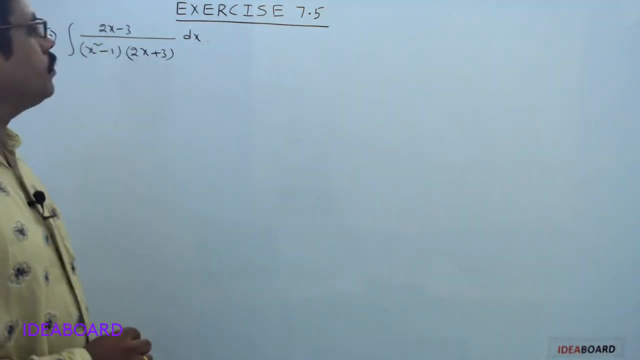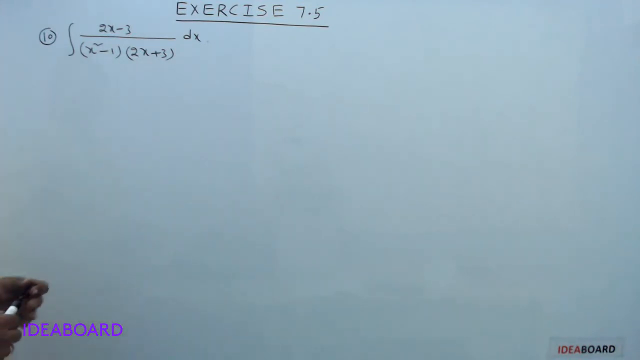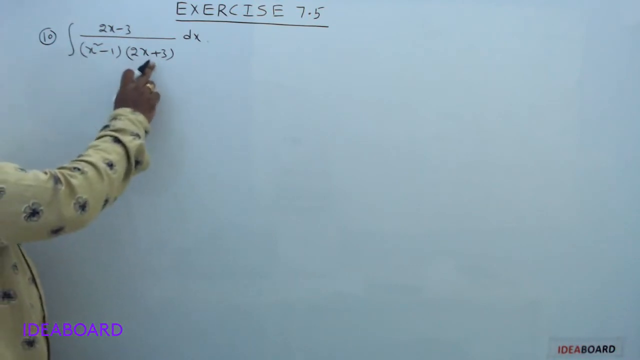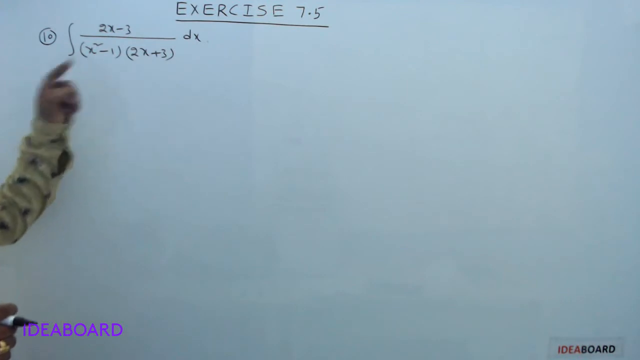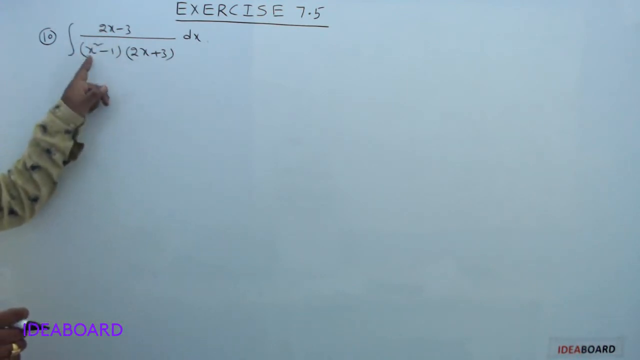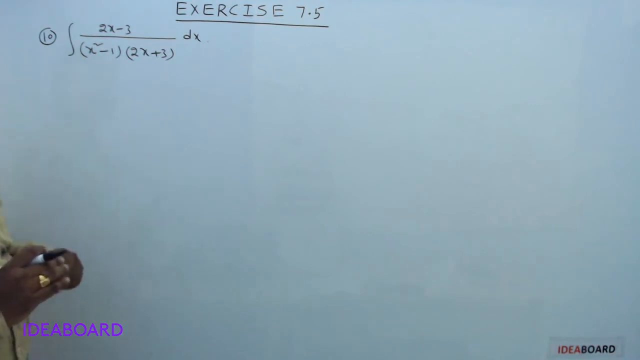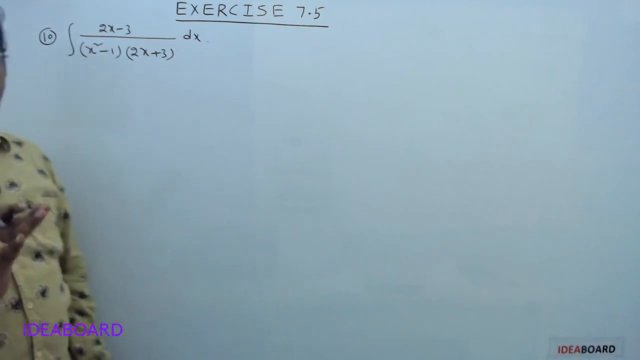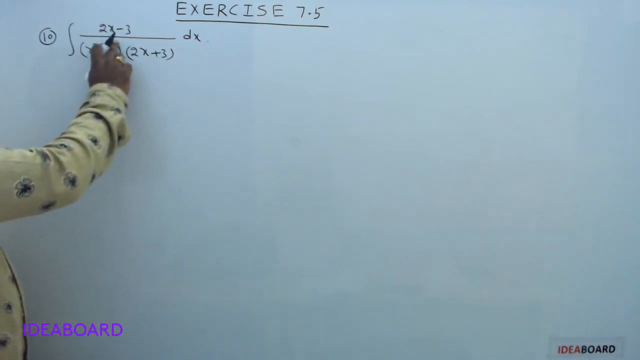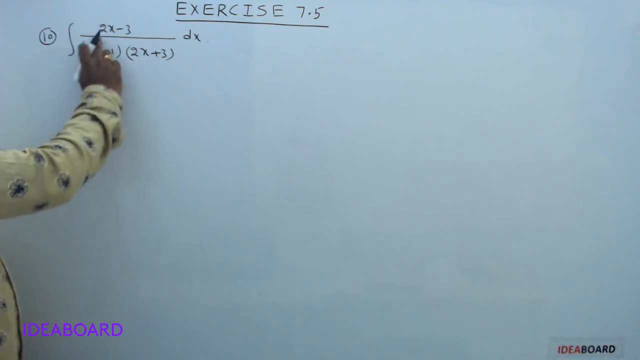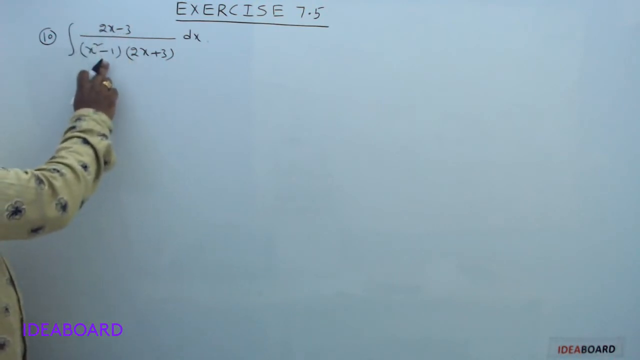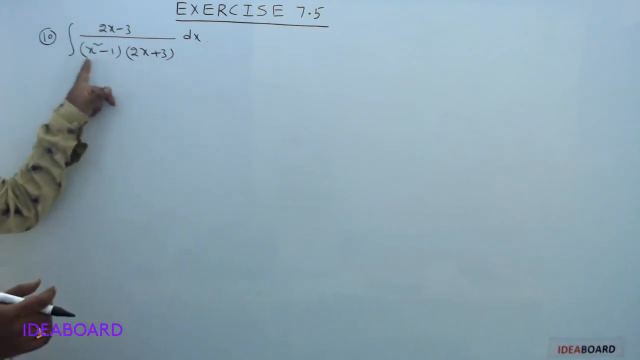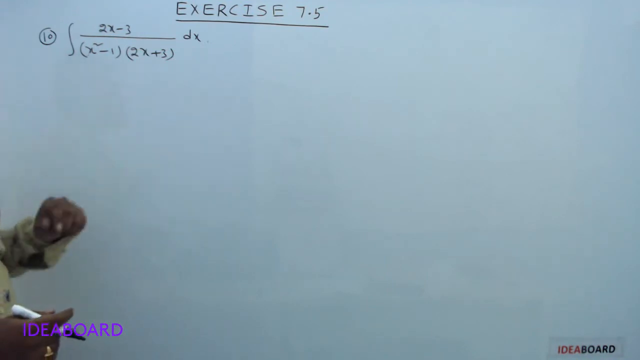Now come to another problem in the same model. Integral 2x minus 3 divided by x square minus 1 into 2x plus 3 dx. Here in the denominator, a second degree expression x square minus 1 is given. Can you guess the factors for the second degree expression? x square minus 1 can be taken as x square minus 1 square. Now it is of the form a square minus b square. What are the factors to this expression? a minus b into a plus b. So factors to this expression are x minus 1 into x plus 1.